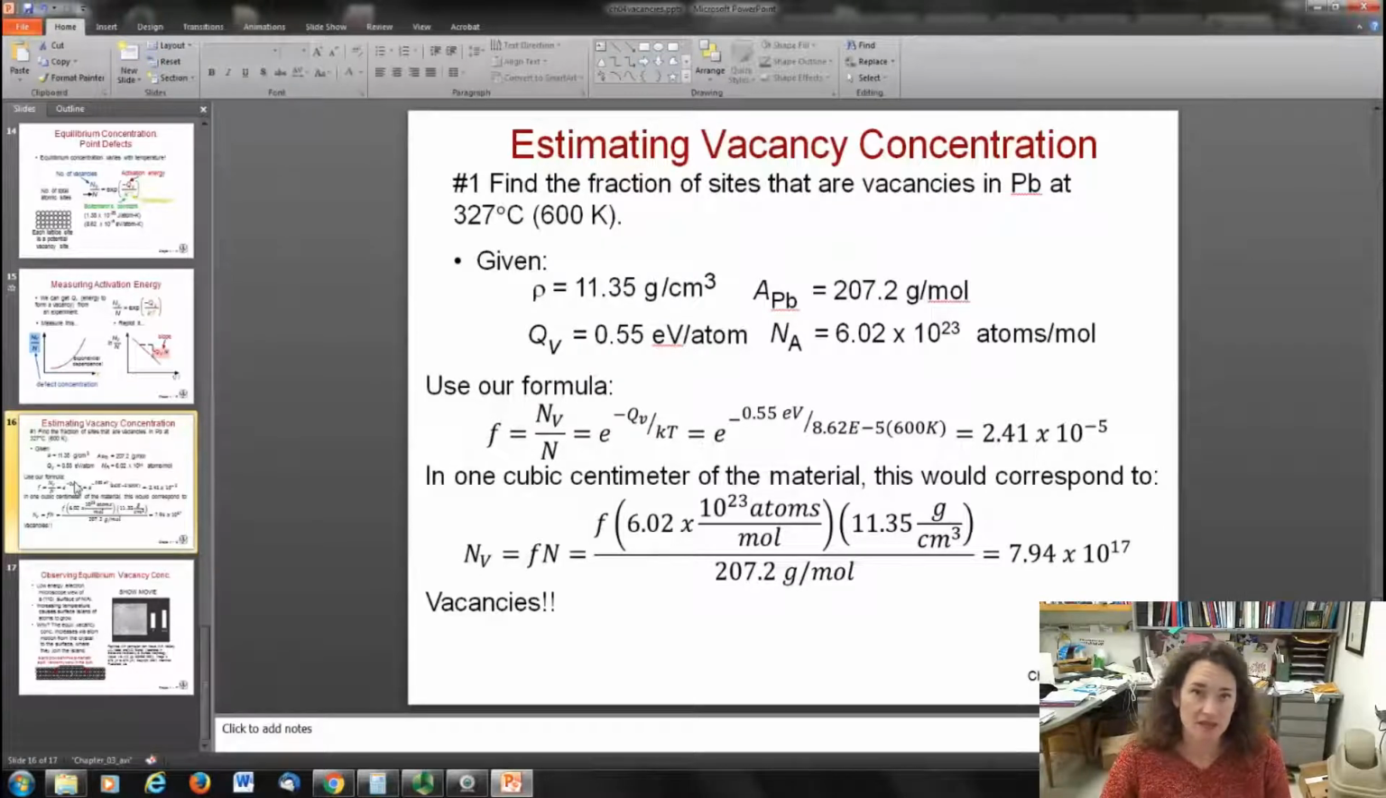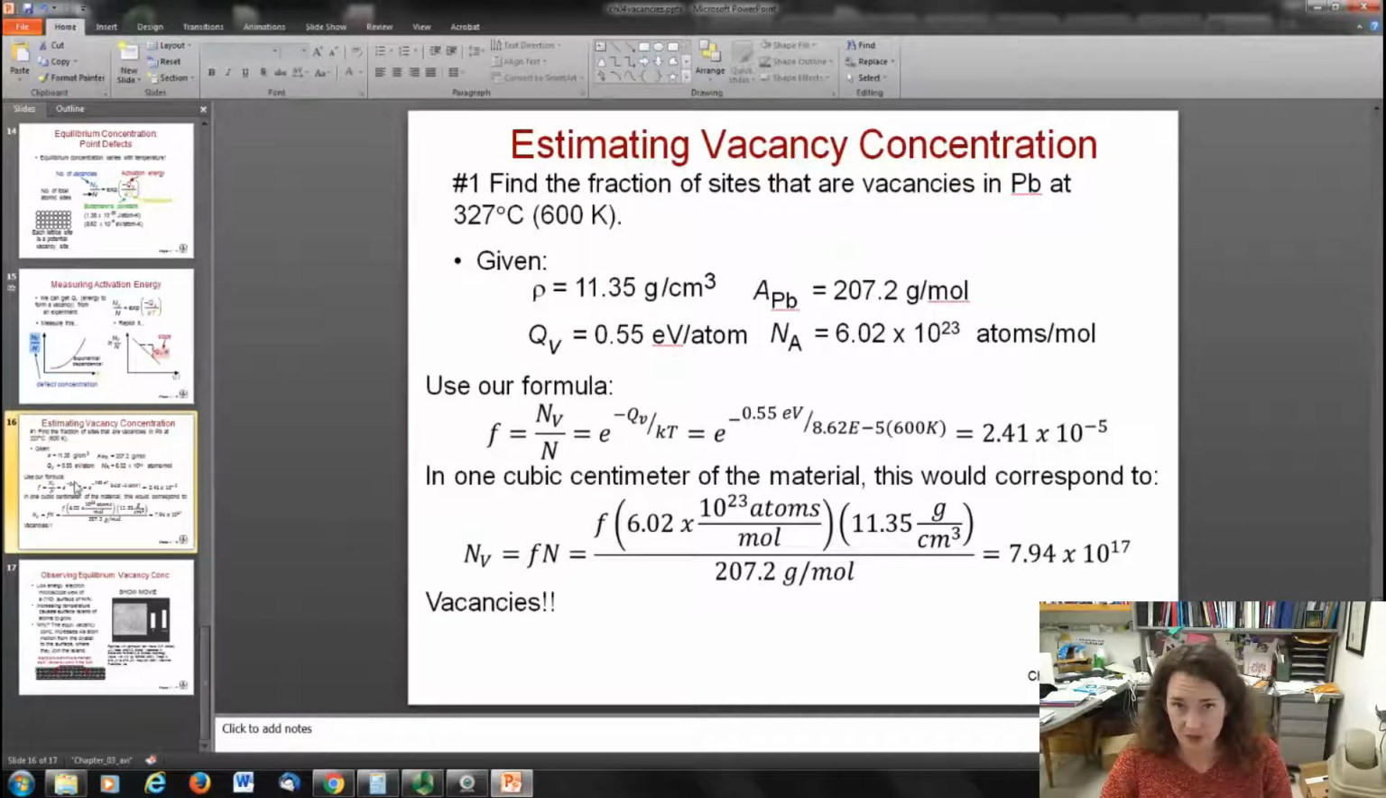Kelvin. The givens are the density of lead, which is 11.35 grams per cubic centimeter, the atomic weight of lead, which is 207.2 grams per mole, the activation energy for creating a vacancy, which is 0.55 electron volts per vacancy created, and then, of course, Avogadro's number, 6.022 times 10 to the 23rd atoms per mole. So those are our givens.